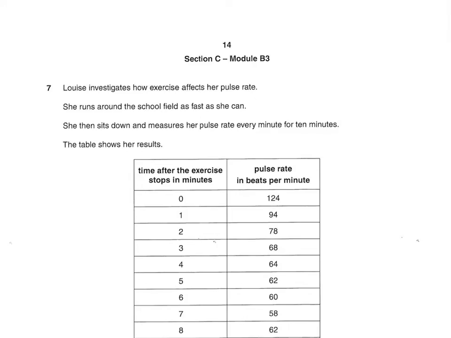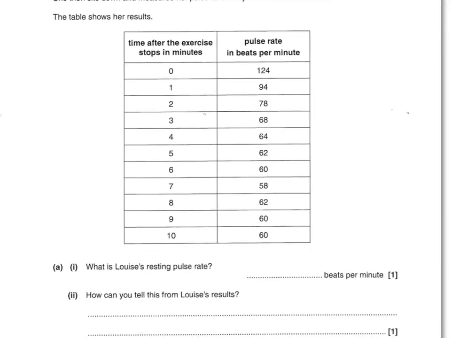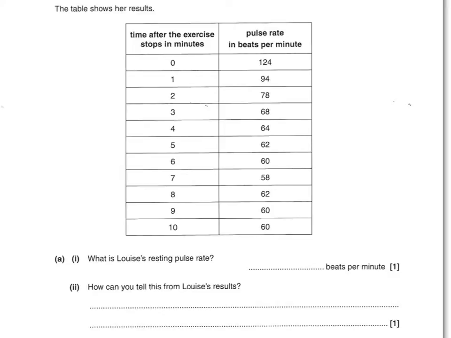So the question is, Louise investigates how exercise affects her pulse rate. She runs around the school field as fast as she can. She then sits down and measures the pulse rate every minute for 10 minutes, and the table shows her results. There they are. What is Louise's resting pulse rate? So you can see at the bottom here that you've got the same pulse rate in two in a row, and that will be her resting pulse rate because it's not going to go any lower than that because it's already stopped going further down. So 60 is the answer there.